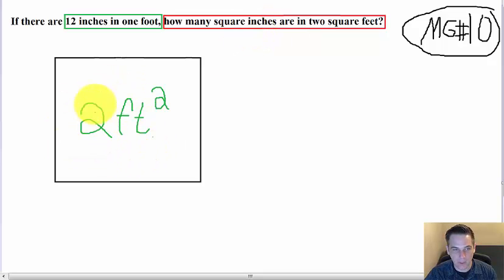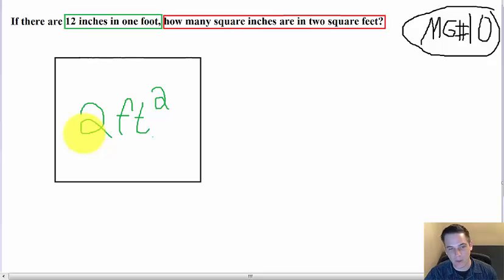A lot of people are going to go, oh, 12 inches in 1 foot, so there's 2 feet. 12 times 2 is 24, so 24 square inches, and that's wrong. There's actually way, way more than that. So you can't just convert an area straight to another term of measurement. You're going to have to figure out the lengths and the widths of that object.